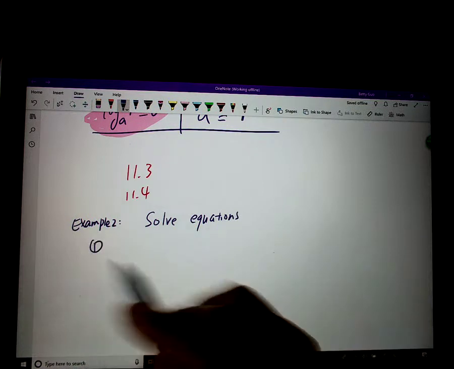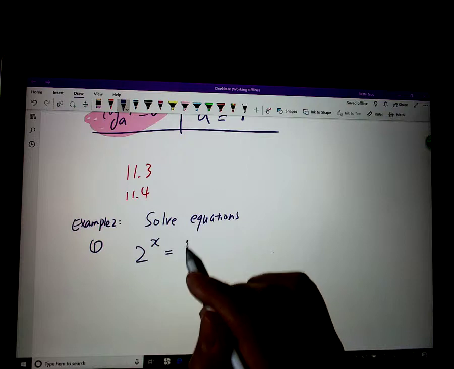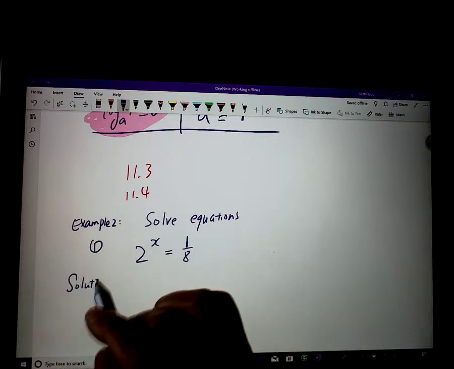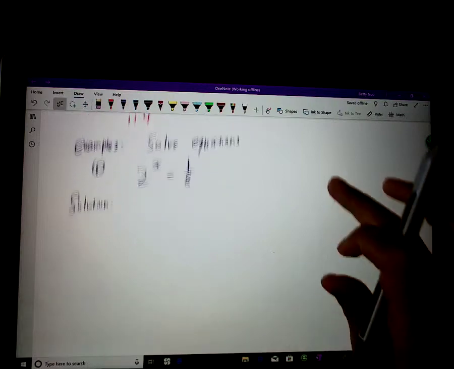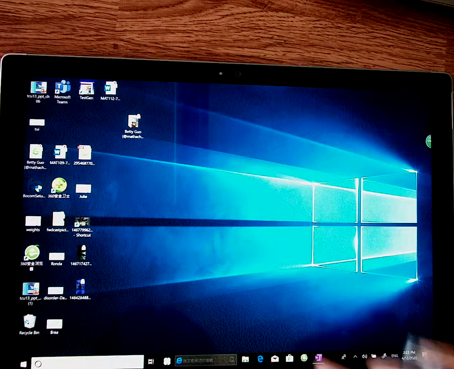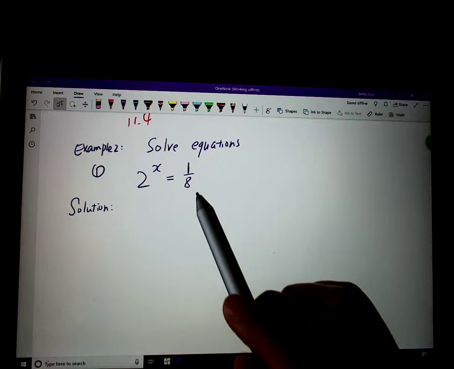Number 1, 2 to the power of x equals 1 over 8. All right, let's see how we solve this equation. This equation is an exponential equation. Why? Because it has an exponential function on the left-hand side of the equation. This is how we handle this type of exponential equation.